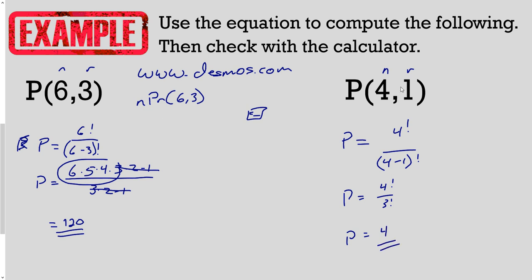I'm trying to figure out how many ways I can organize 4 things if I'm only choosing one of them. Well, I choose the first thing, that's one way. Then I choose the second thing, that's the second way. Then I choose the third thing, that's the third way. Or I choose the fourth thing, that's the fourth way, and that's all there is. I'm only choosing one thing, so the order of those things can't matter. If you're only choosing one thing, the number of permutations is just going to be how many things you had.